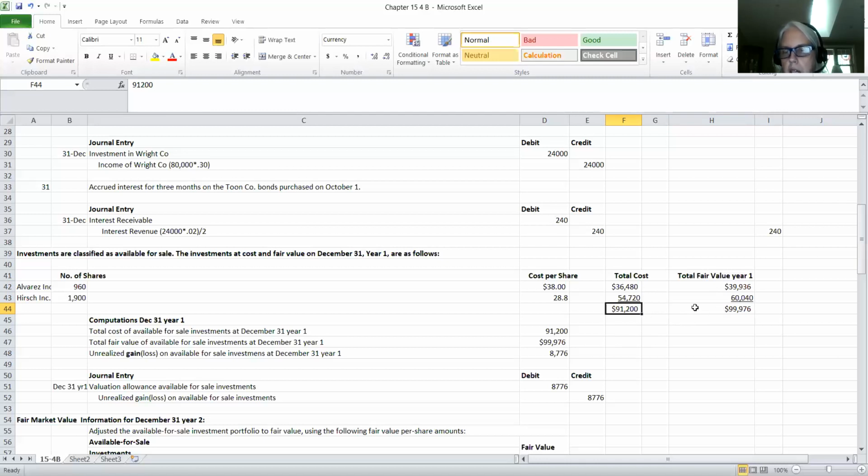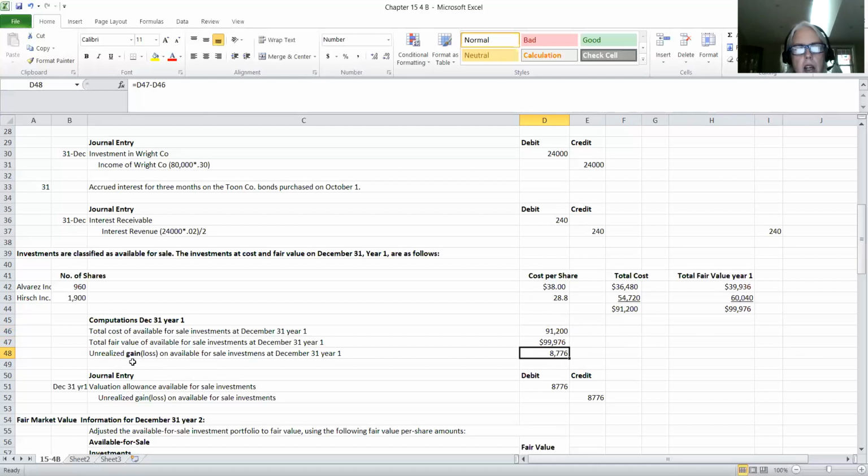You can compare these, the total cost with the fair value at December 31st of year one. You can see that the fair value was more, so we had an unrealized gain that we are dealing with. In other words, if you want to make the computations, the total cost was $91,200. We got that from cell F44 right here. It's the total cost of those investments. We're going to compare that to the fair value of those investments at the balance sheet date at year one. The difference between these is an unrealized gain.